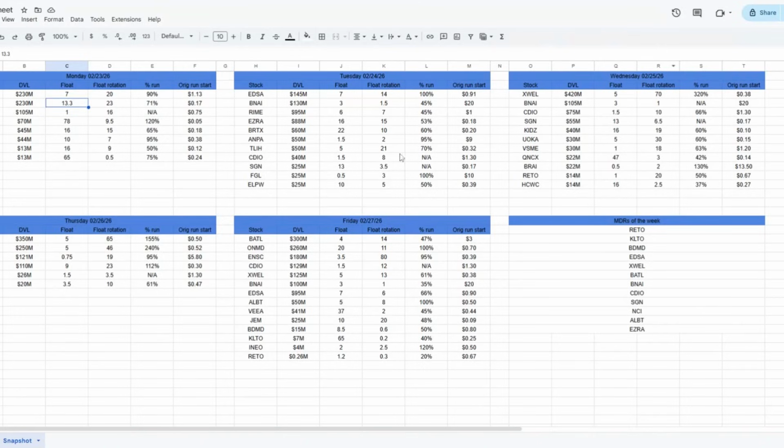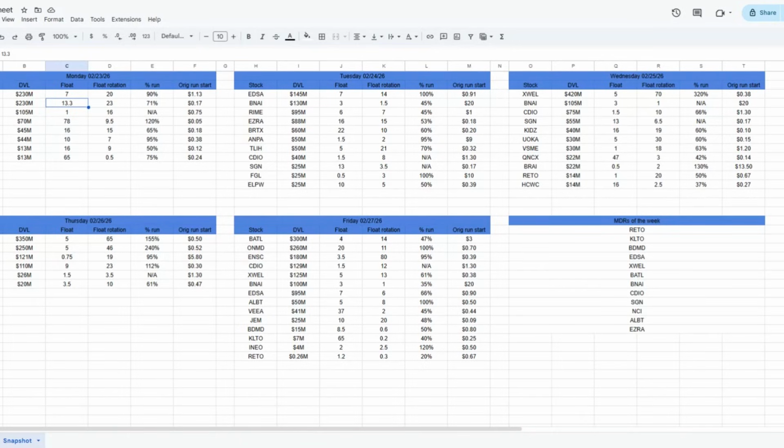Now, the second piece of the puzzle is float rotation. Float rotation tells you how many times the float flipped. So, for example, if Allure at the time of that run had a float of 7 million shares, they've since diluted, I think they're at 12 million shares, which was, I think, the point of that run. But back then, the float rotated 20 times. That means that the volume on that day was 140 million, right? At the time it was a 7 million float, it traded 140 million shares, so it rotated the float 20 times.